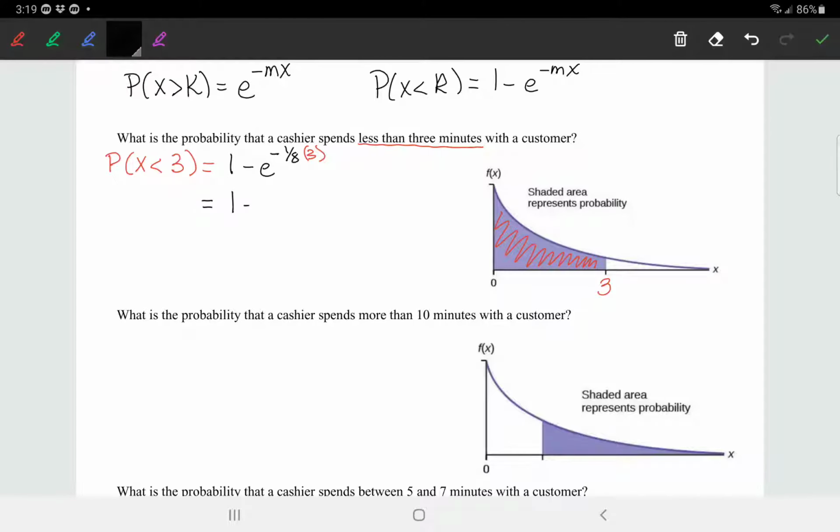So the exact value is 1 minus e to the negative 3/8. And if you'd like to find the decimal approximation for this, which will be helpful, we can put that into our calculators and find that it's 0.3127.